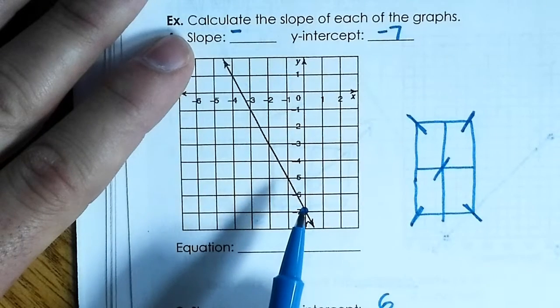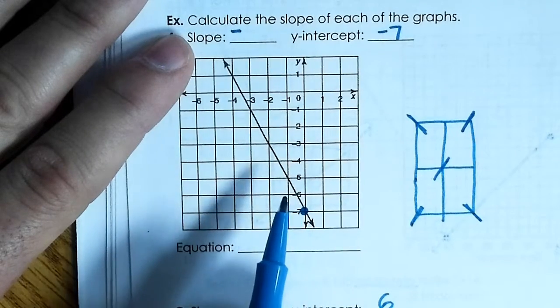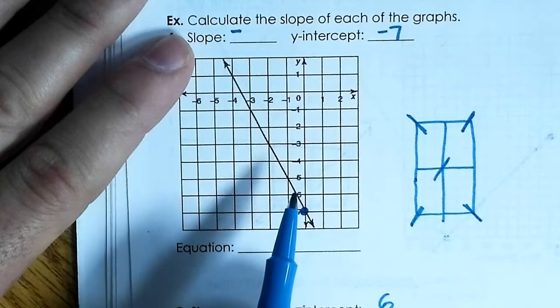So if we start at -7, where would I find my first corner piece? Do y'all see it?